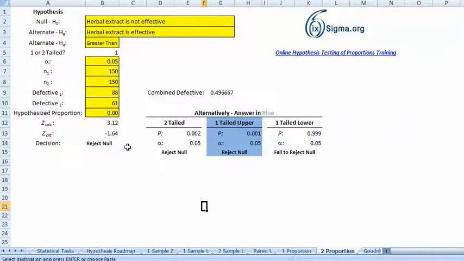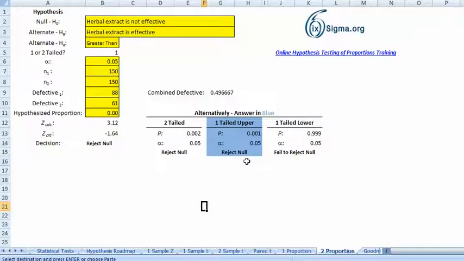And then similarly to the 1 proportion test, we compare the calc versus the critical. And of course, whenever the calc is greater than the critical, we reject the null. And in this case, that's true, so we reject the null. So in fact, it says we reject the null, and the null said that the herbal extract is not effective. And because we're rejecting that statement, what we are concluding is that in fact the herbal extract is effective.